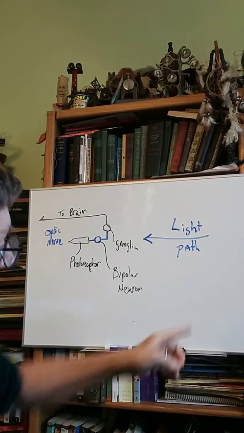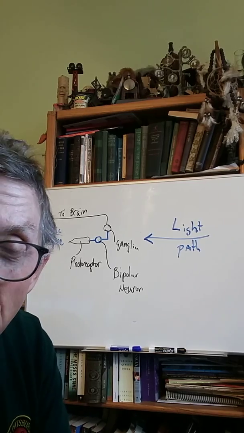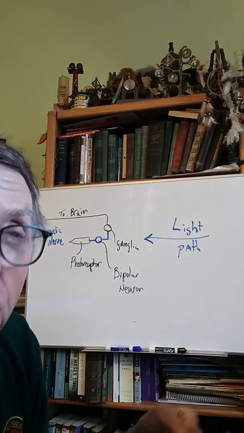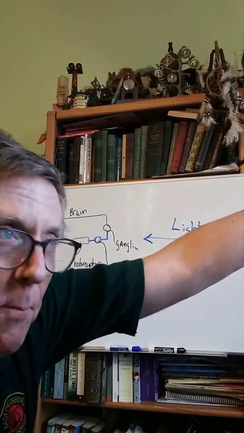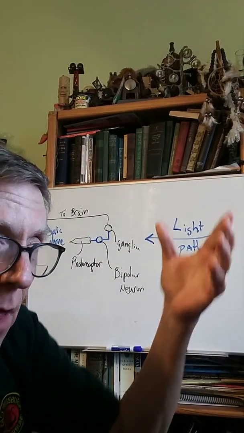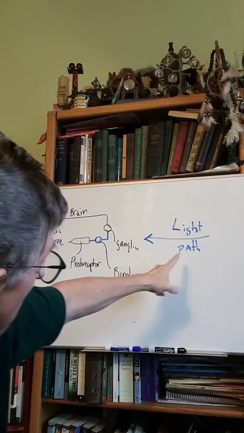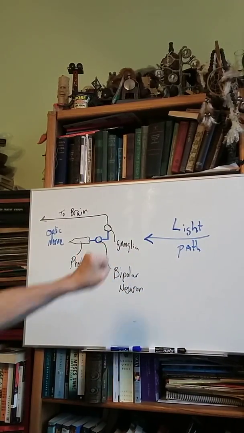So this light here, we had said, where did it come from? It came from the lens, which had come through the pupil, which had come through the cornea. So it came from the front of the eye, through all of these structures, passing through the vitreous humor, and it finally reaches the retina.